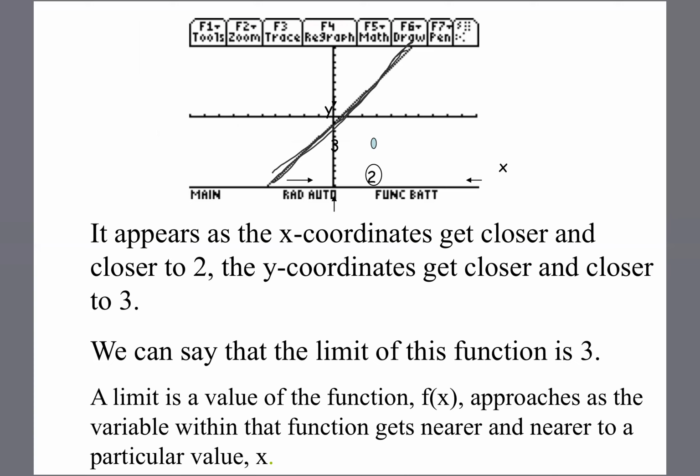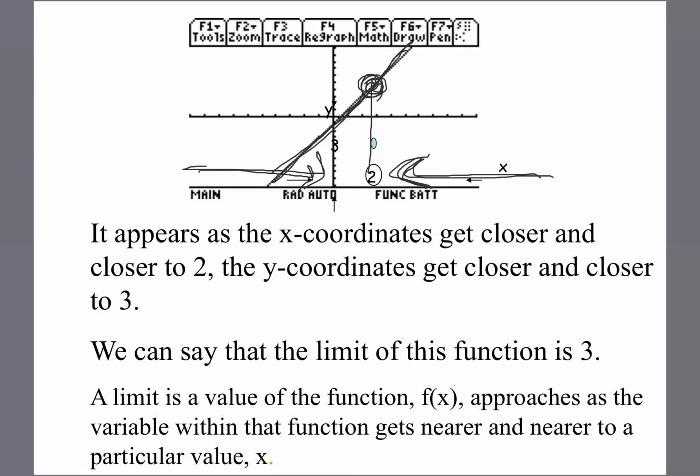So when x moves to 2, x can move to 2 from this side, the positive side, and also x can move to 2 from the left side. However x moves to 2, what is our function's dependent variable value? This one, you can see I have colored it here.